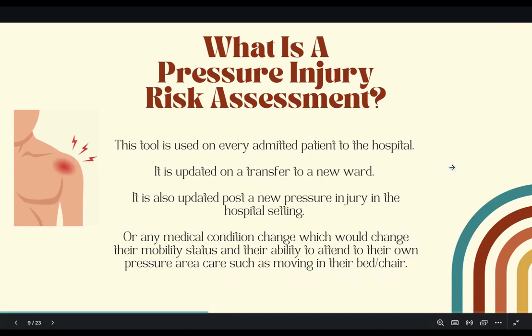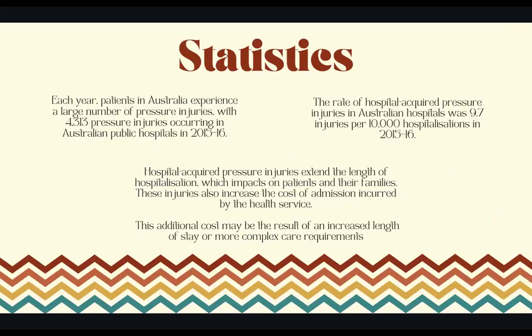So say a patient has had a fall. Previous to this, they've been independent with their mobility. They were able to move around. Now they've got a broken hip. Obviously, they're going to be a higher risk of a pressure injury. So you need to redo their pressure injury risk assessment form, and possibly put some new interventions in place.